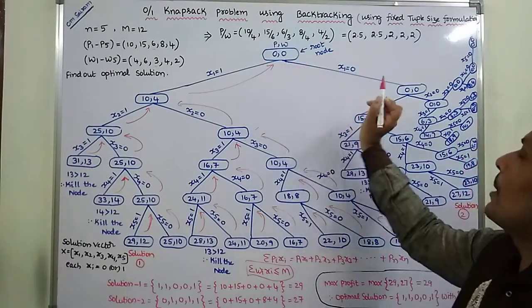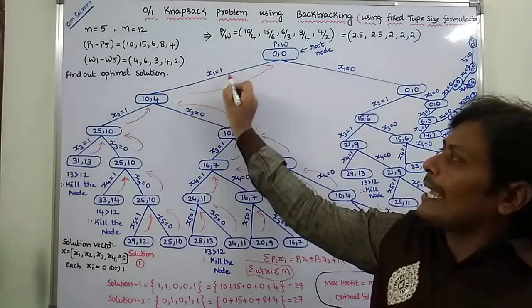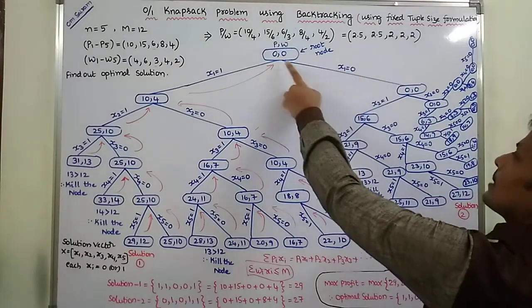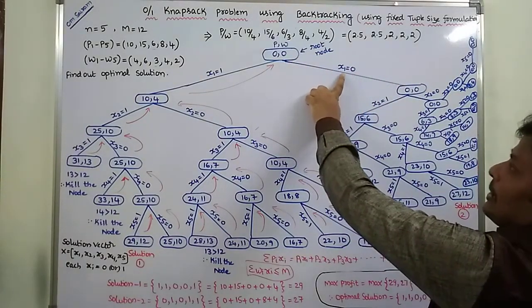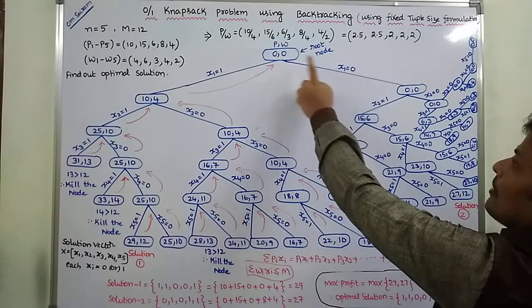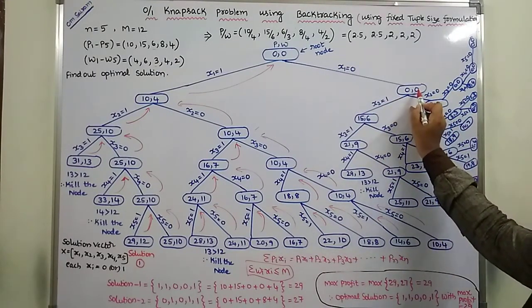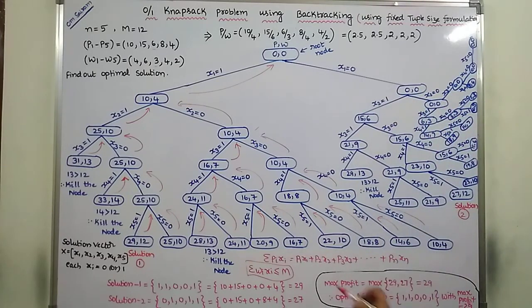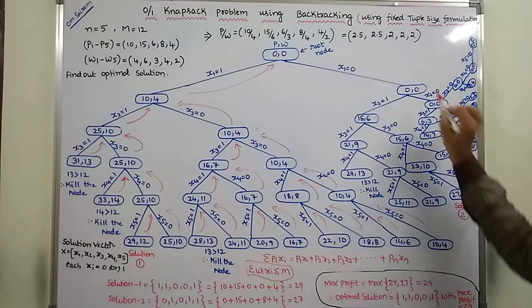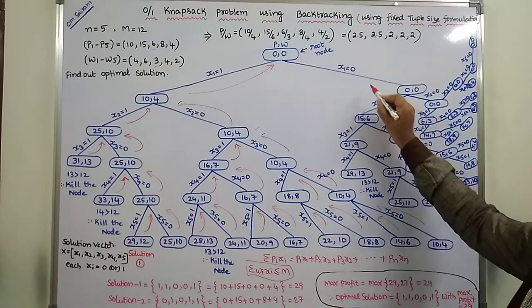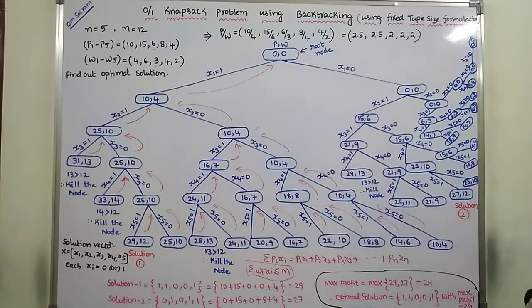So now we go for the right subtree. Here one possibility was x1 is equal to 1. Now we go for x1 is equal to 0, which means the first object is not considered. Whenever the first object is not considered, we are getting the same values 0 comma 0. Now the sum of the weights is 0, less than or equal to 12, condition true, so we have to extend that node. The first object is completed. Now we go for the second object.